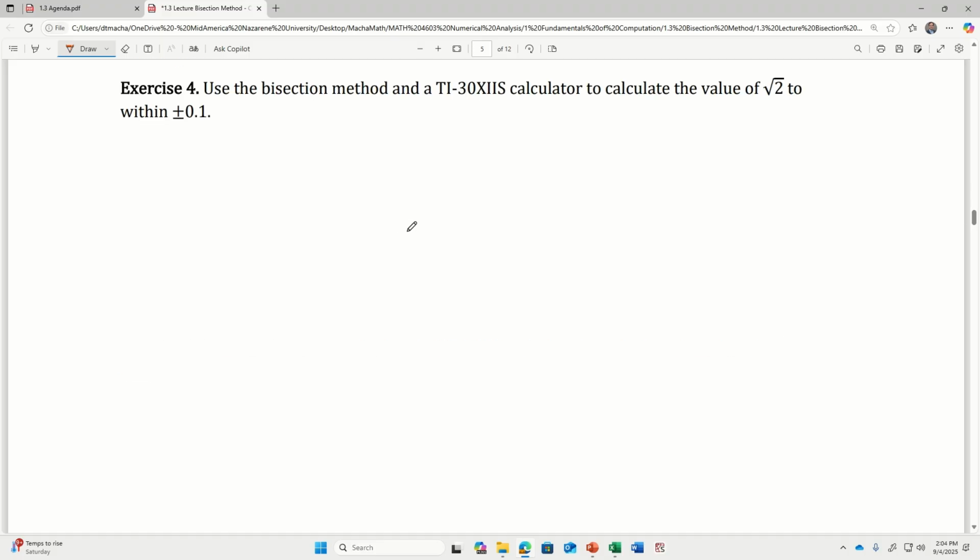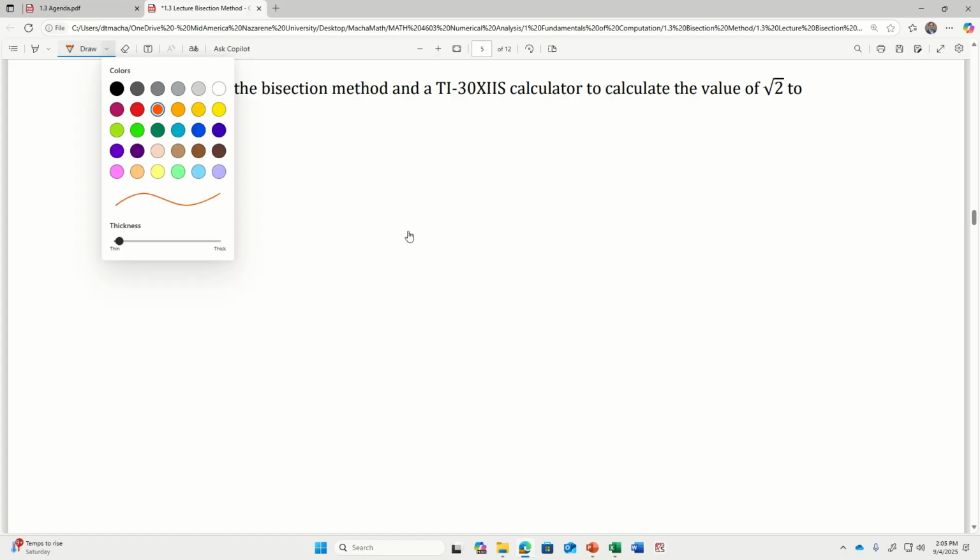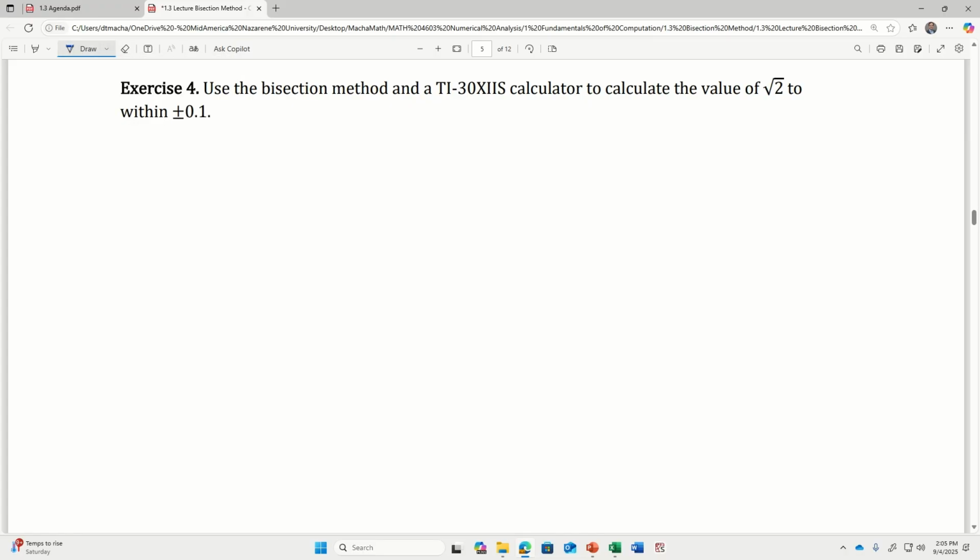So here's a quick exercise for you, especially if you brought your calculator today. Bring out your calculator and see what we get. It says, use the bisection method and a TI-30X2S calculator to calculate the value of square root 2 to within plus or minus 0.1. And when I say that, what I mean is, let's try to find x where x is the square root of 2.